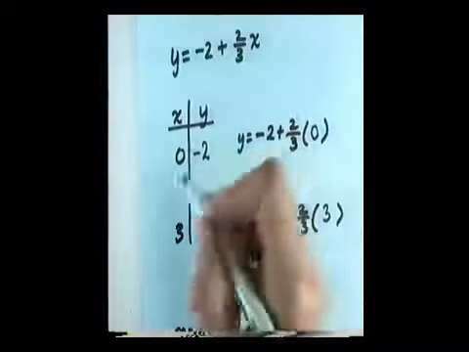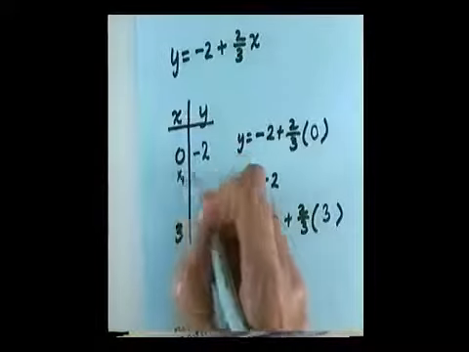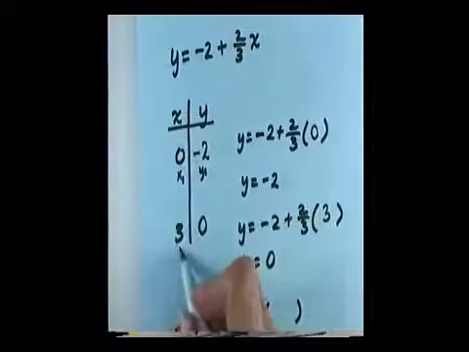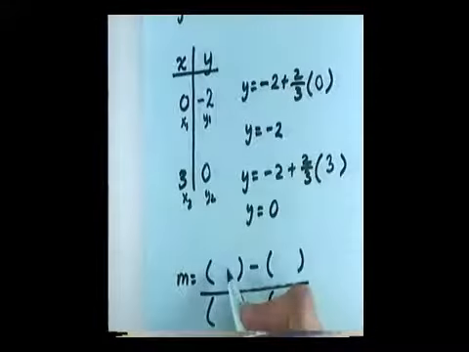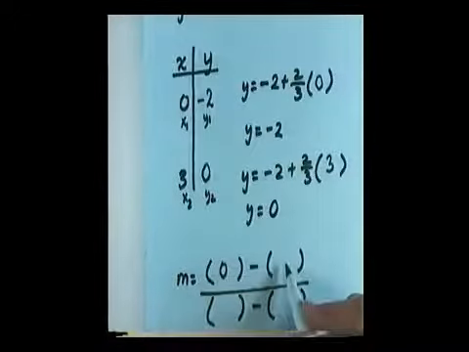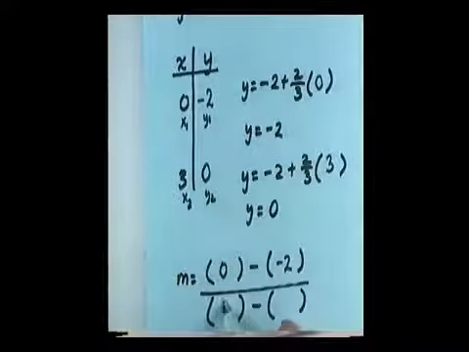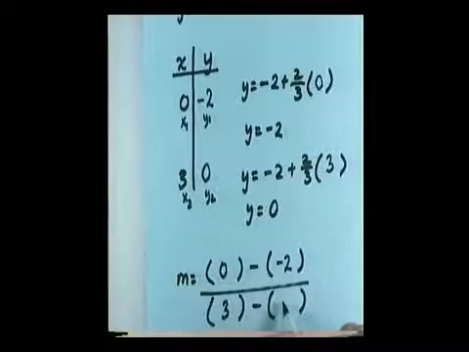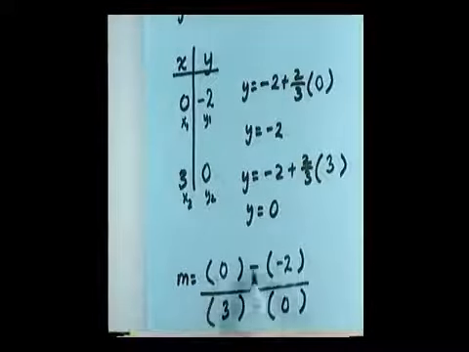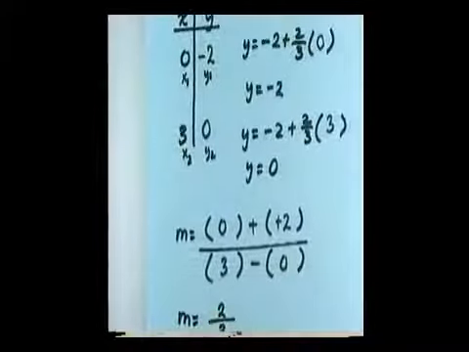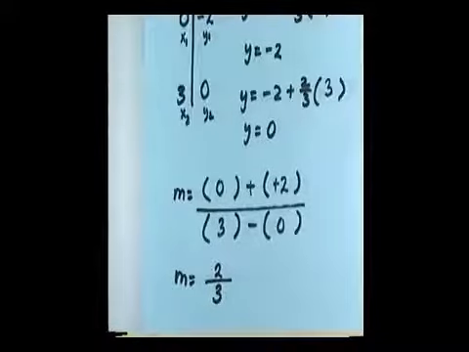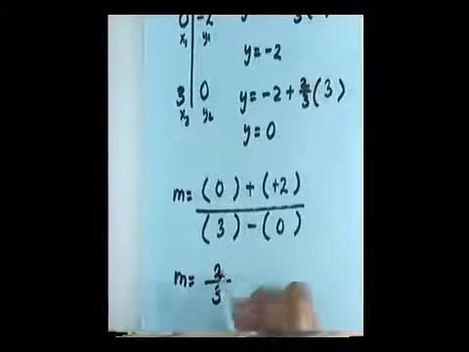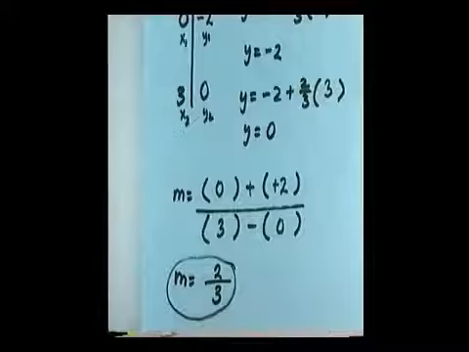The slope is, well, let's see, this is our first point, so here's the x1 and y1. For the second point, here's our x2 and y2. So the slope is y2, 0, subtract y1, negative 2, over x2, which is 3, subtract x1, which is 0. 0 subtract negative 2 is 0 plus positive 2, which gives us 2 for the numerator. And then 3 subtract 0 is 3 for the denominator. The slope is 2/3.